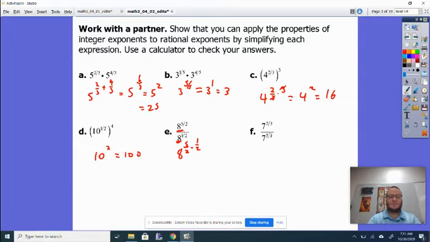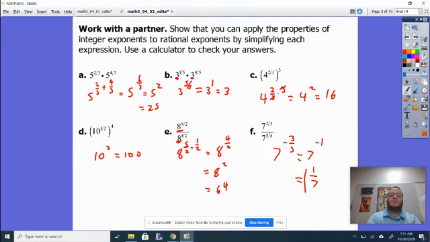Now, it is important that the bases are the same. If our bases aren't the same, especially with the multiplication ones, then these aren't going to work for us. So we're ending up with 8 to the 4 over 2, or 8 squared, or 64. Now this one's a little bit funky because I'm going to end up with 7 to the negative 3 over 3, or 7 to the negative 1, which is really just 1 over 7.